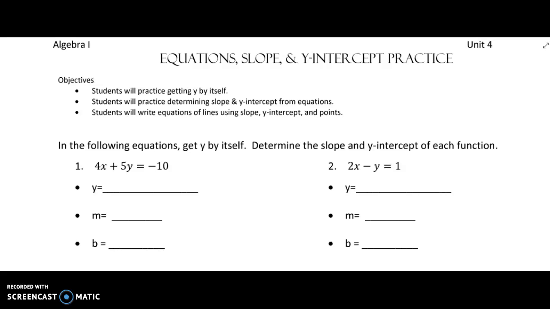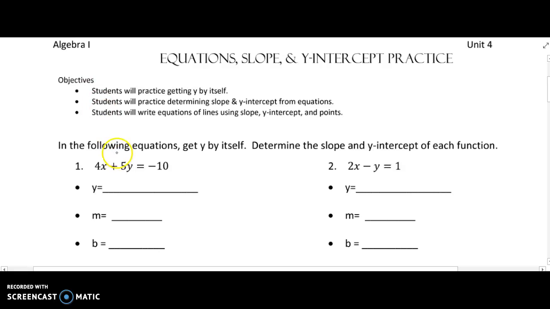Okay, so there's going to be some practice. So this is equation, slope, and y-intercept practice. What this is doing is putting a whole bunch of stuff together that we've already done. You're going to practice getting y by itself, determining slope and the y-intercept from equations, and writing equations of lines using slope, y-intercept, and points. All the stuff that we've been doing all along, okay?